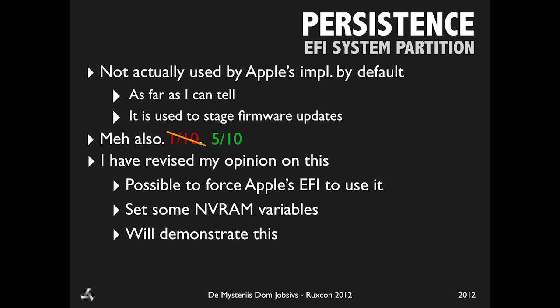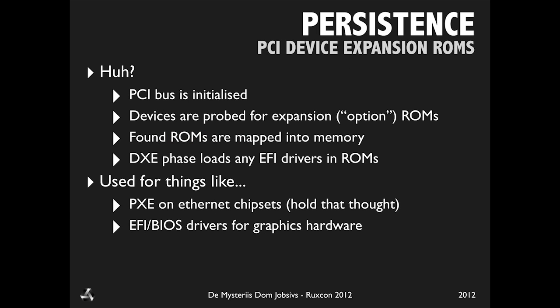It's all right. So PCI expansion ROMs, I'll just explain a little bit more about how this works. Basically when the bus is initialized by the PEI phase, the DXE phase of EFI, all the devices on the bus are probed for their expansion ROMs. Any expansion ROMs are discovered and mapped into memory, and then the DXE phase loads any EFI drivers that were found and just executes them. It's used for things like SATA adapters, as I mentioned before, also Ethernet adapters. So PXE firmware will be loaded on an EFI system from the expansion ROM on the Ethernet device and executed, and that's how you get your PXE boot stuff.